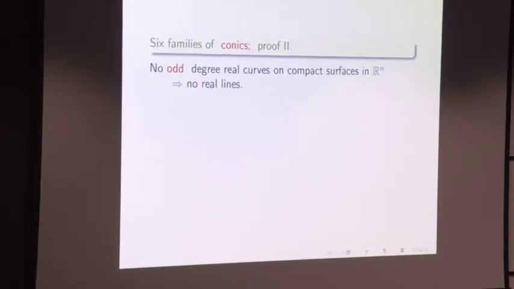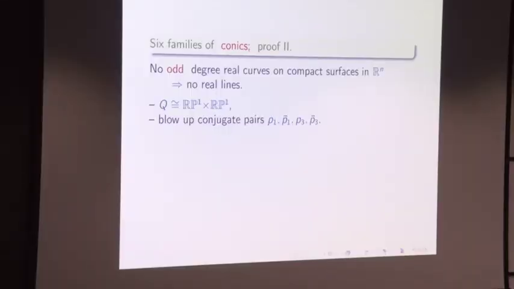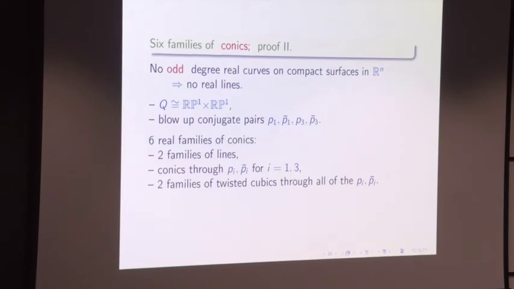Well, we would like to get something like a compact surface, and a compact surface should not have actual real lines. So the 16 lines should exist over the complex numbers, and they should come in conjugate pairs. So what happens? I start with the one-sheeted hyperboloid, RP1 times RP1. And here comes the problem that cuts down the number: instead of blowing up four real points, I have to blow up two conjugate pairs of complex points. So the families of real conics will be six, but the two families of lines, they give me them.